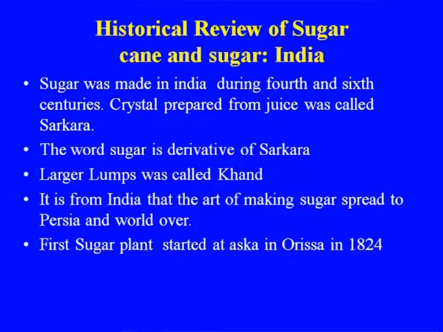Sugar was made in India during the 4th and 6th century. Crystals prepared from the juice were called sarkara. The word sugar is derived from sarkara. Larger lumps were called khand. It is from India that the art of making sugar spread to Persia and the world over. The first sugar plant started at Asker in Odisha in 1824.